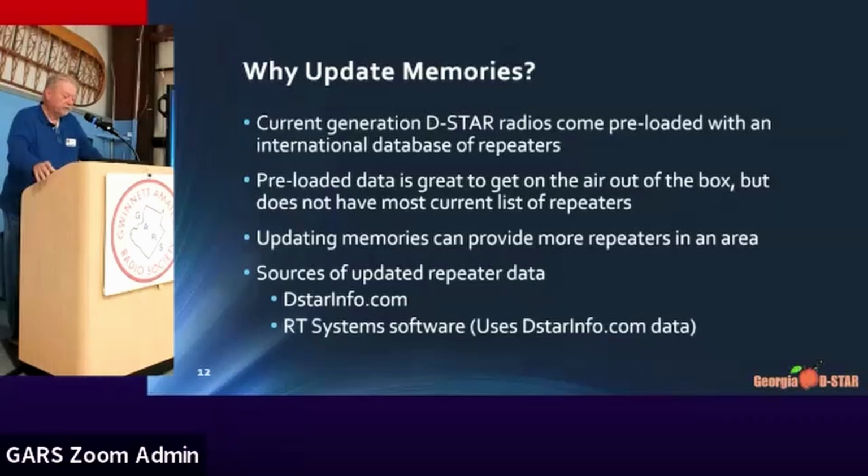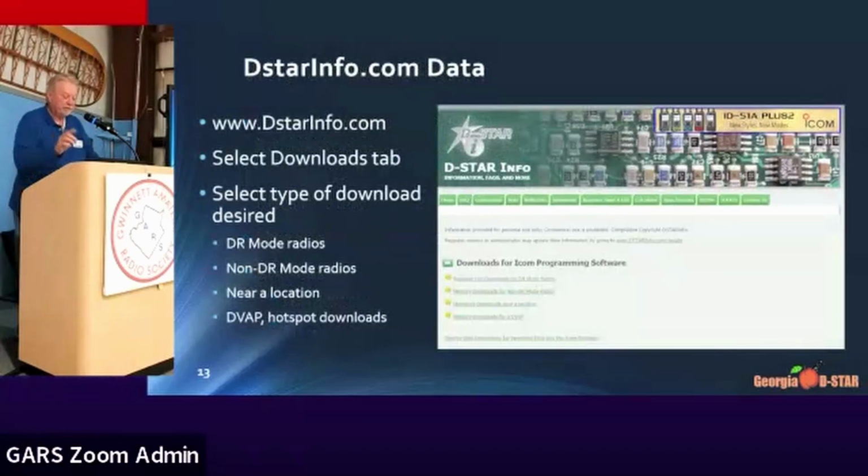Now, there's two good sources of information on repeater data. One is dstarinfo.com. If you haven't been to that site, go to it. Lots of good information there. The other is the RT Systems software can preload areas. Now that uses the same data from dstarinfo.com because they're very good people at RT Systems. I recommend them highly. So those are two good sources of updated repeater data, and I encourage you to do that. Here's an example of dstarinfo.com.